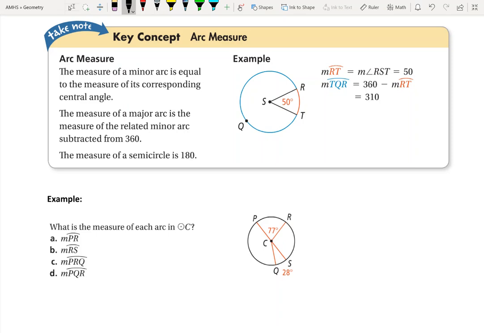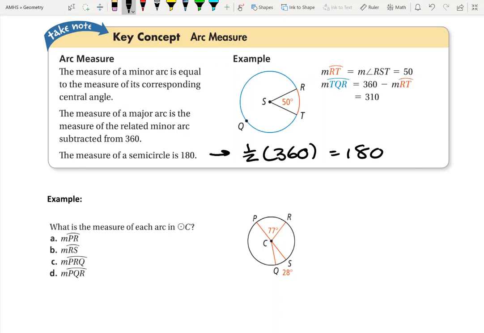The major arc, TQR, well, a circle all the way around is 360 degrees. So if I wanted the measure of the major arc, I would just do 360 minus the 50 and get 310. And the measure of a semicircle, because that's half a circle, is 180 degrees, because it's 1/2 of 360. Gives you 180 degrees.